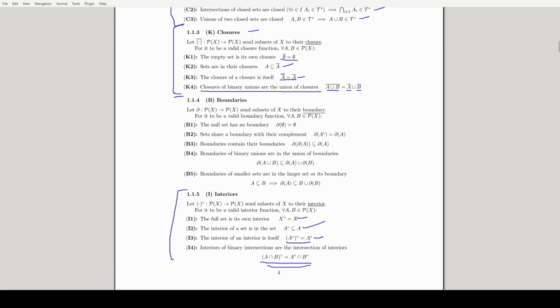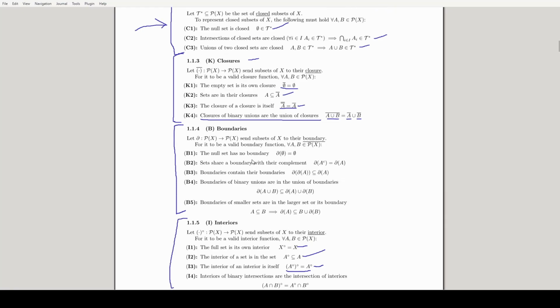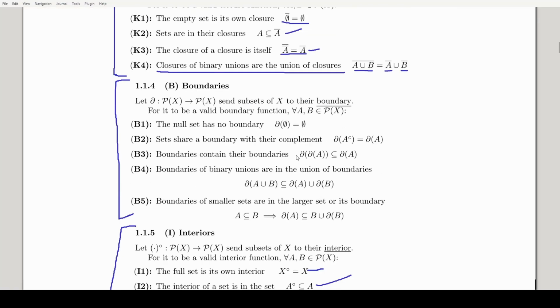And then lastly, we have boundaries, and boundaries are obnoxious. We hate boundaries. We only deal with them when we need to. We're never going to define a topology with a boundary. I just kind of showed you that you can, in this paper, for fun.